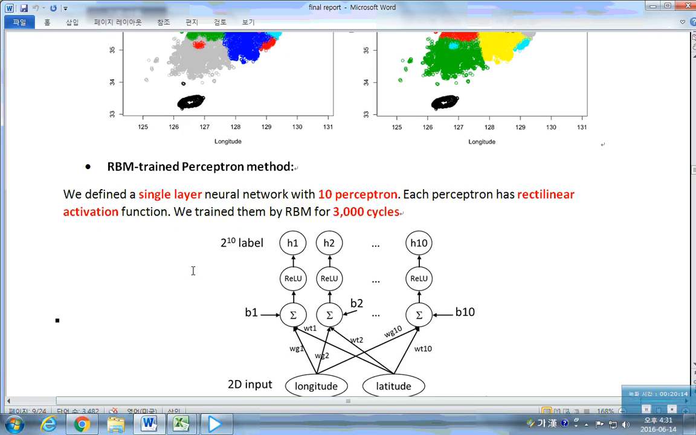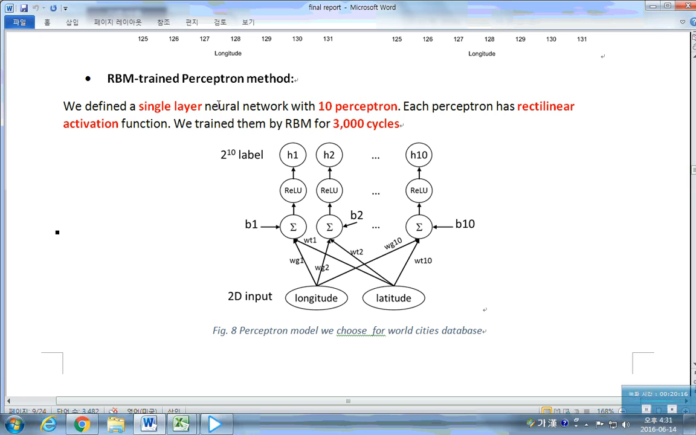Then we tested our approach, our algorithm. We constructed a single-layer network made of 10 perceptrons. We used a rectilinear activation function, and we trained it for 3,000 cycles. The reason for using a single layer is that we want to check how the perceptron fundamentally behaves.